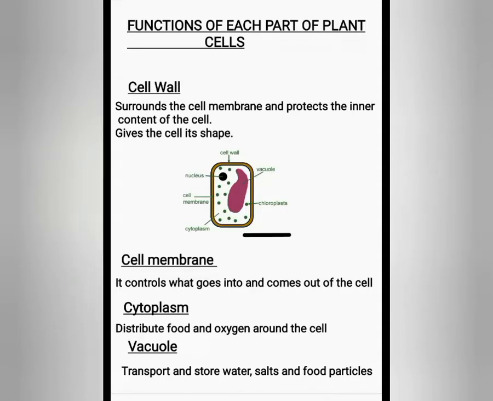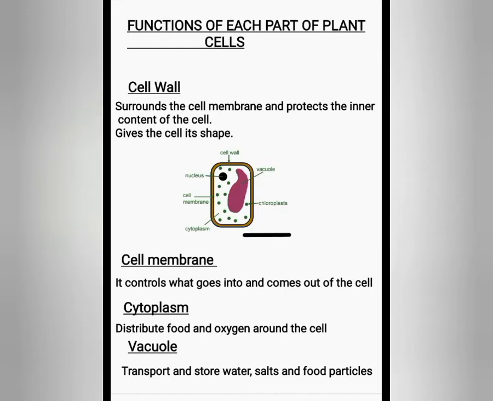Then we move into the cell membrane, which controls what goes into and comes out of the cell. That's the function of the cell membrane, and the cell membrane is next to the cell wall. Then we move on to cytoplasm, which distributes food and oxygen around the cell.